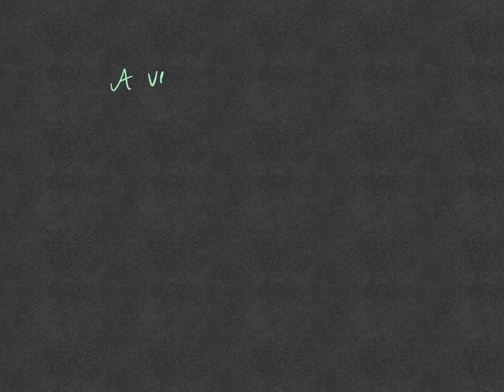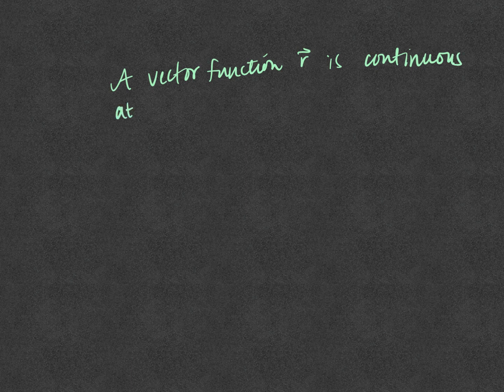We say that a vector function R is continuous at A if the limit as t approaches A of R of t equals R of A. Now that kind of makes sense because our definition of continuous back in Calc 1 is a function is continuous if the value at that value equals the limit. So we're saying the same thing here.